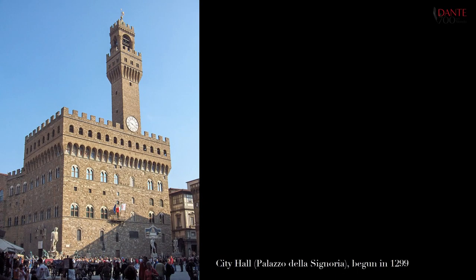And this is the city hall of Florence, the famous Palazzo della Signoria, that was begun in 1299 when Dante worked as a politician for the city of Florence. Dante had a brief spell as a politician in the late 1290s, right?